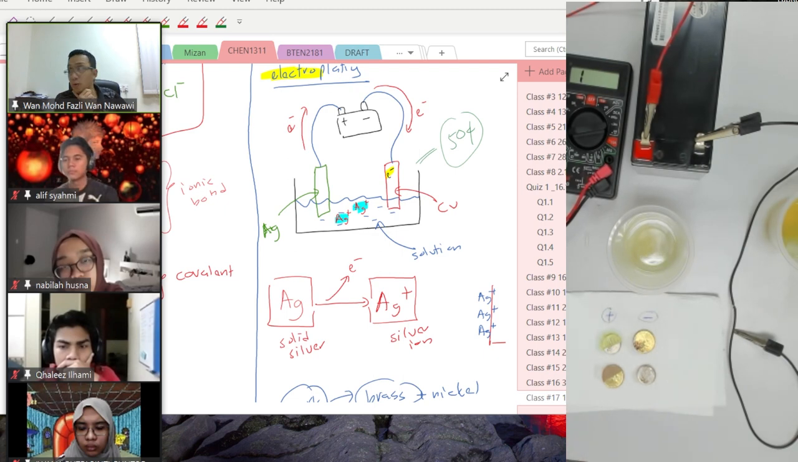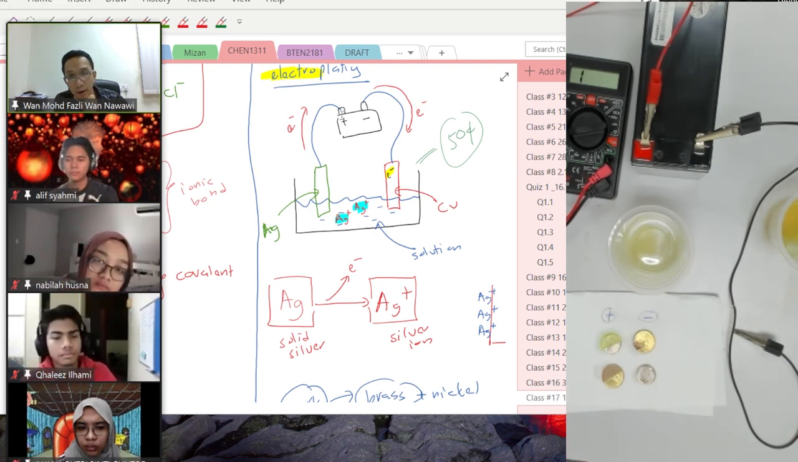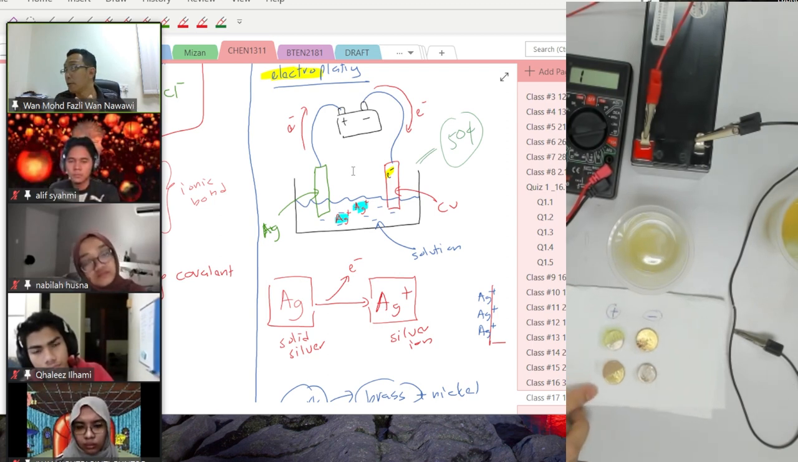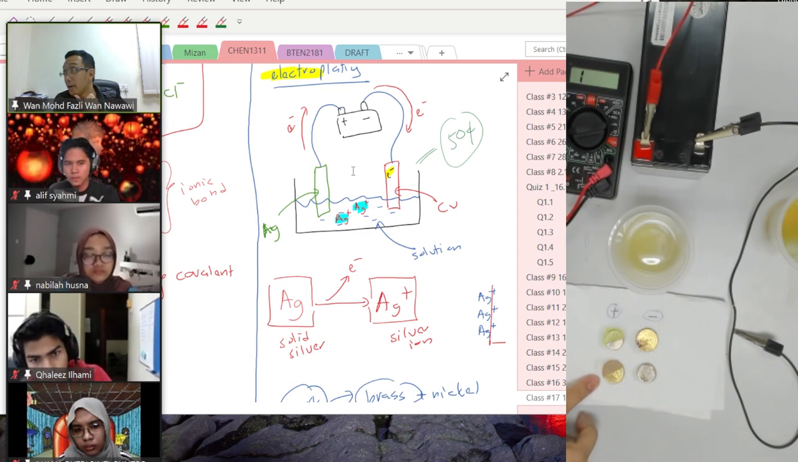If we look at the electroplating image here, on the positive part, you can see the cursor, right? You will see that the metal will lose something. The copper here loses something. But if you look at the image, it looks as if they are coated here, right? It is like the other way around.